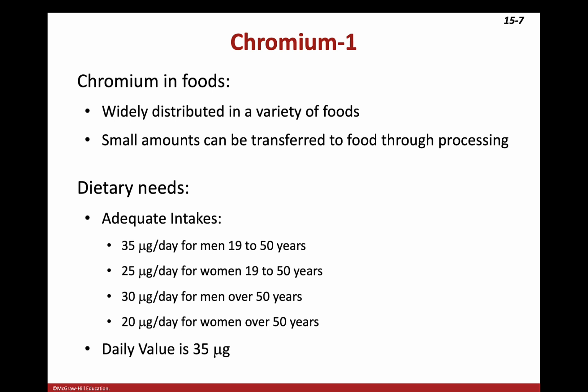When we look at the dietary needs, we actually have adequate intakes, and it is going to be dependent upon the age. We're looking at 35 micrograms per day for men 19 to 50 years, 25 micrograms per day for women under the same age group, 30 micrograms per day for men over 50, and 20 micrograms per day for women over 50 years. The daily value for chromium is 35 micrograms.